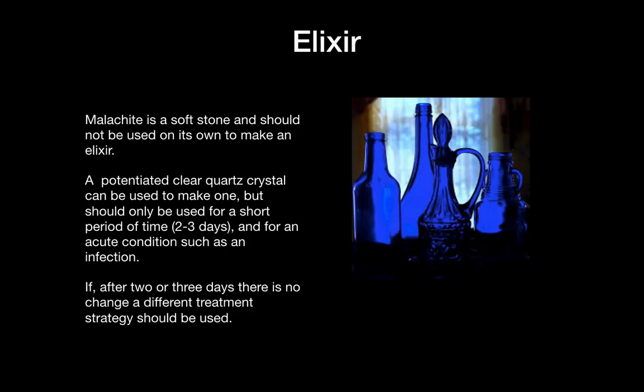Malachite is a soft stone and should not be used on its own to make an elixir. However, a potentiated clear quartz crystal can be used. Still, this elixir should only be used for a short period of time, 2 or 3 days ideally, and for acute conditions such as an infection. And if after 2 or 3 days there is no change, a different treatment strategy should be utilized.